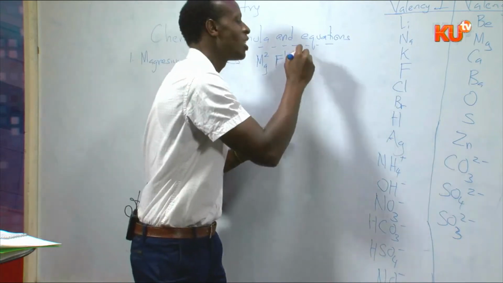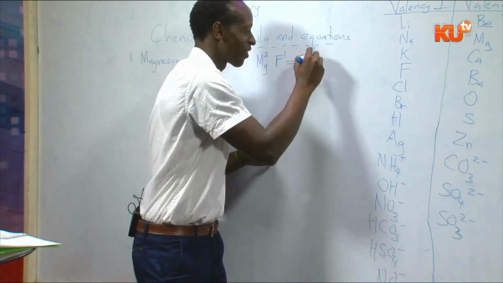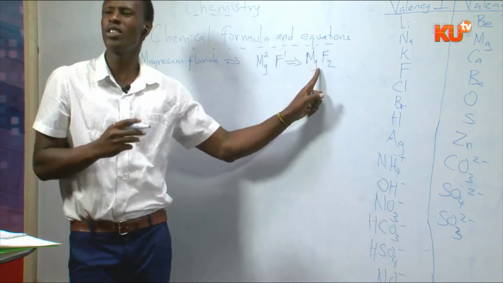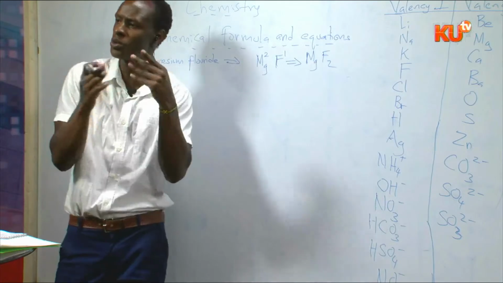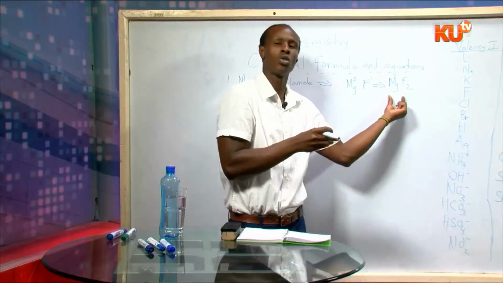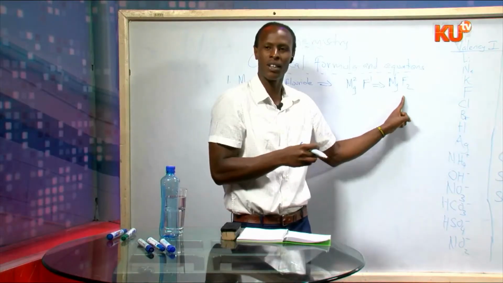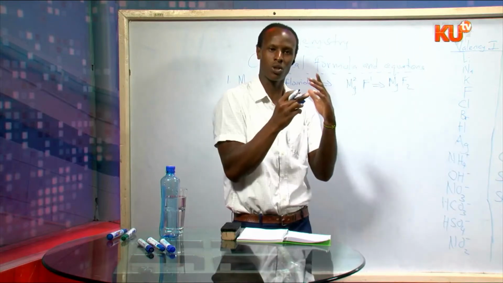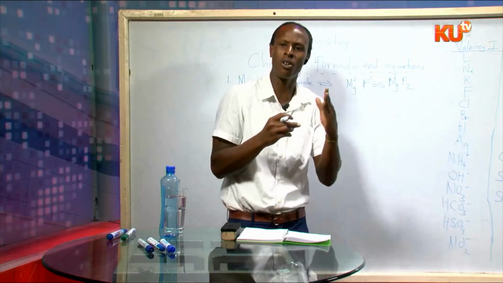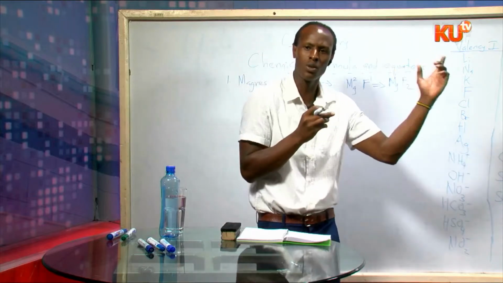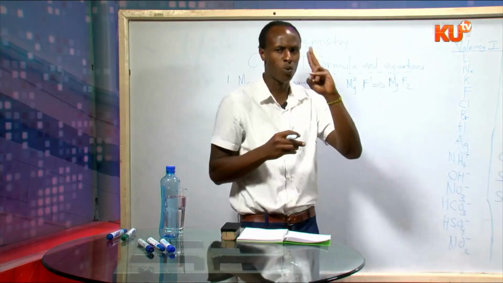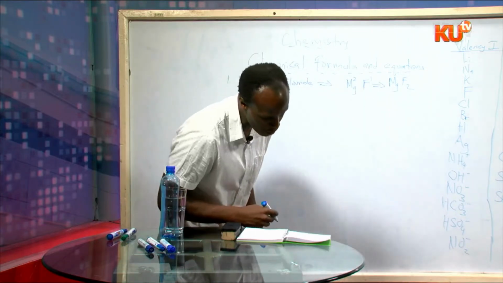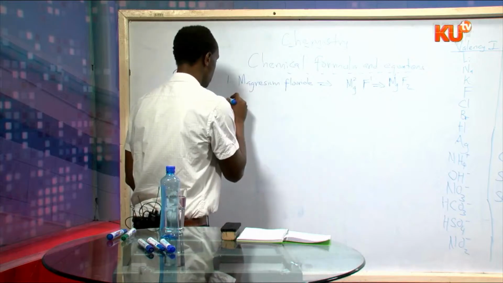So we'll write it as MgF2. If it's a 1, there's no need of writing it, because the formula tells you the ratio. So already I'm seeing it's only 1 magnesium. There's no need of putting a 1 to show that it is 1. But if there are 2, there's a 2. That's a ratio. So it means magnesium and fluorine will bond in a ratio of 1:2. 1 magnesium bonds with 2 fluorines. That's the first formula. Let's move to calcium oxide.